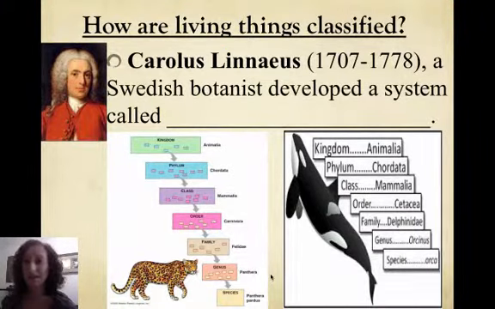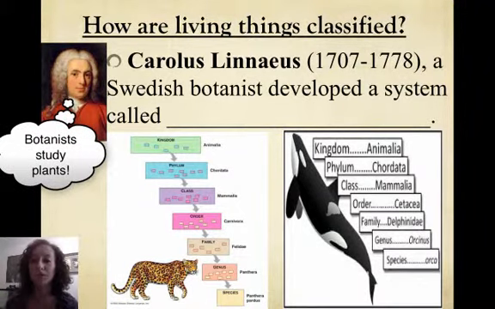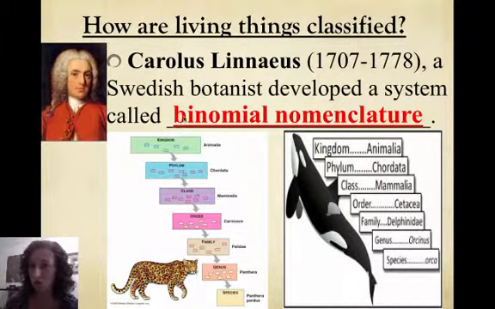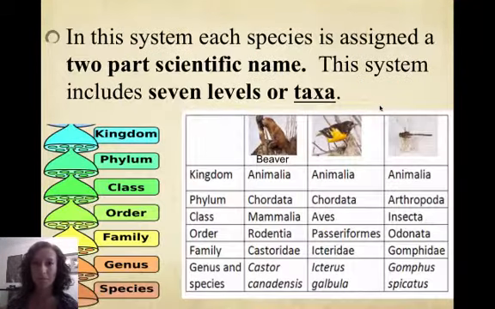So how are living things classified? Carolus Linnaeus, who lived from 1707 to 1778, was a Swedish botanist who developed a system called binomial nomenclature. Now look at these words. Bi means two, and nomenclature is a system of naming, so this is a two-part naming system. In this system, each species is assigned a two-part scientific name.